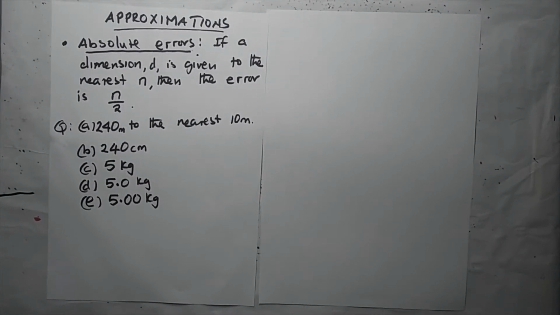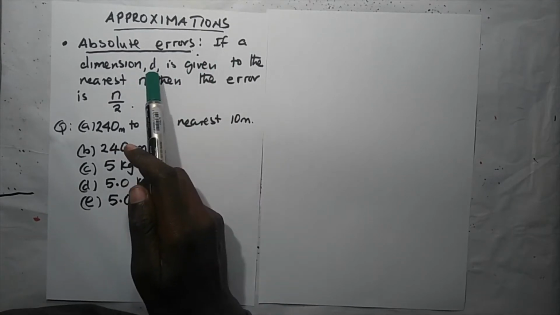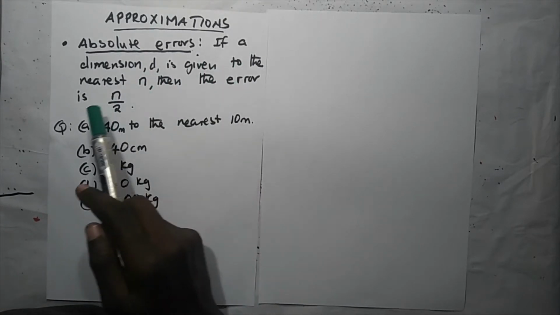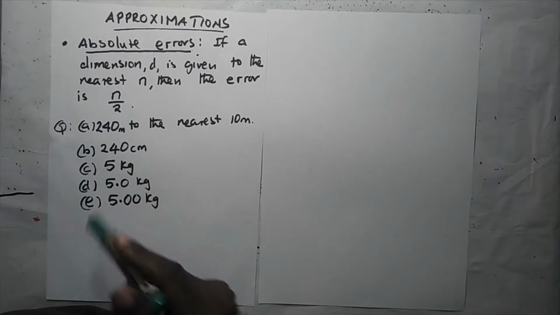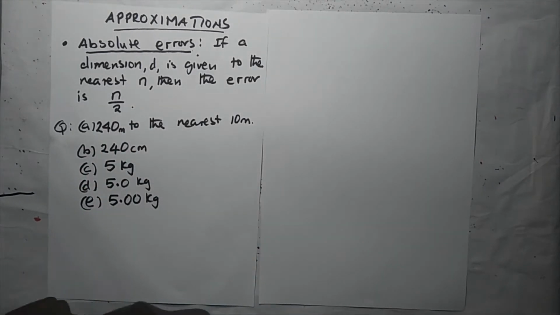Okay, so in this lesson, we want to look at approximations, and under approximations, we are going to look at three things: absolute errors, relative errors, and percentage errors. So we'll start with absolute errors. If a dimension d is given to the nearest n, then the error or the absolute error is given as n over 2. So there are some questions here that will help us to understand what we are talking about.